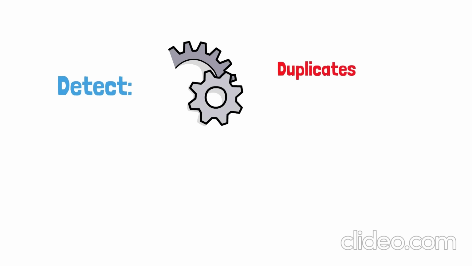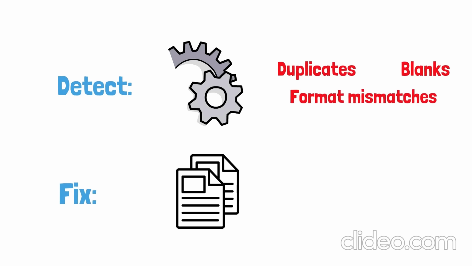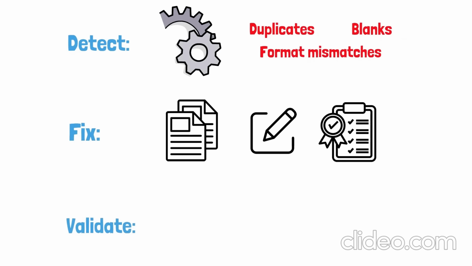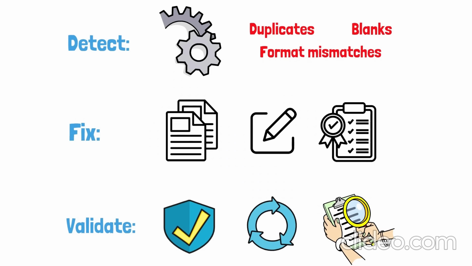Our three-step workflow is detect, fix, validate. Detect. Use built-in tools to flag duplicates, blanks, and format mismatches. Fix. Decide whether to remove duplicates, fill in missing entries with sensible defaults, and standardize field formats. Validate. Run summary checks to confirm your data is consistent and complete before analysis.